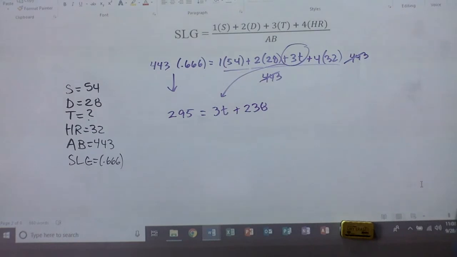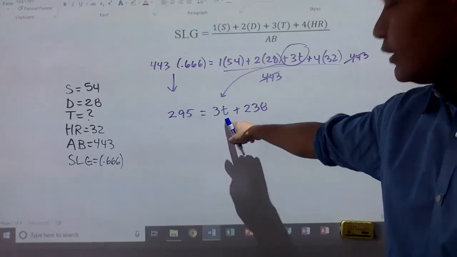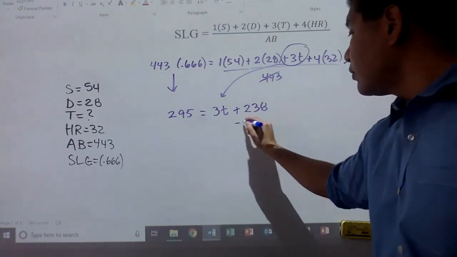From here, it just becomes a linear equation. It's just a linear equation. I gotta solve for that t. You're used to seeing an x, it's the same thing. I cannot do nothing to this. This should be the last thing. I can do something to this. The opposite of addition, subtraction.